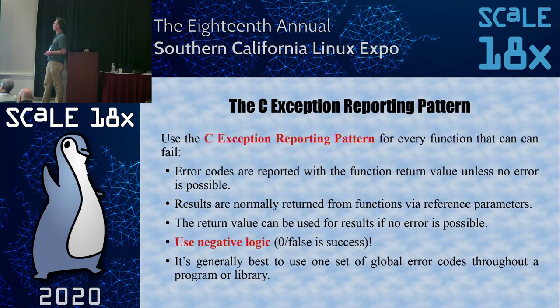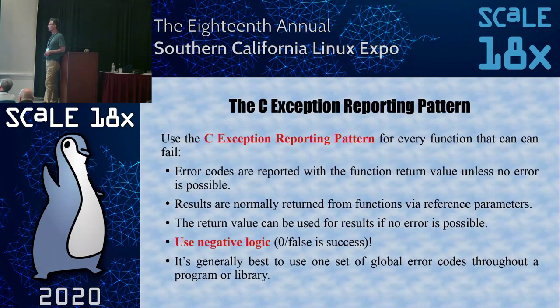Any function that can fail and needs to be able to report that, we always report the error code with the return value. That means we're not returning results from the return value unless there was no error possible. We actually return results with reference parameters. In other words, you pass in a pointer and say, put the answer here. Why do we do that? Sometimes it's annoying, but it has a certain advantage, which I will explain.